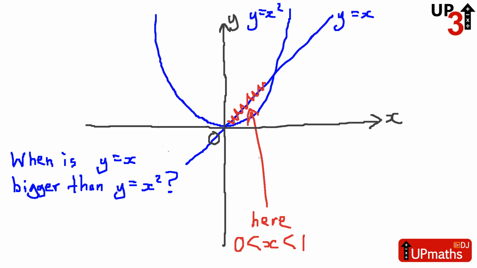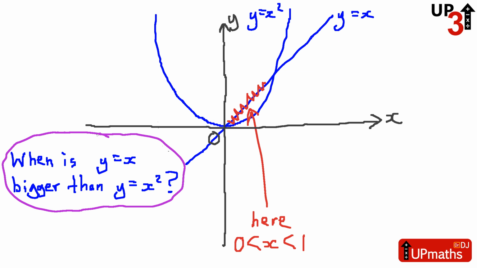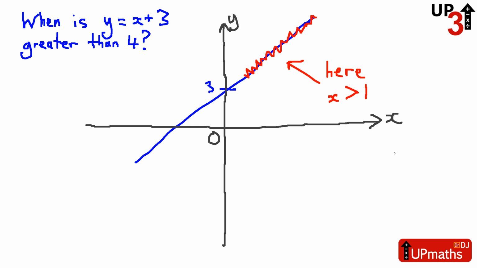Bit of a question here. When is y equals x bigger than y equals x squared? I've drawn them both, and I've indicated with red where y equals x is larger than y equals x squared. I like that question. I think it just gets you thinking about them a bit.